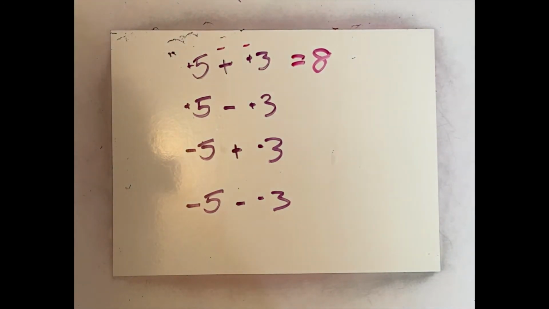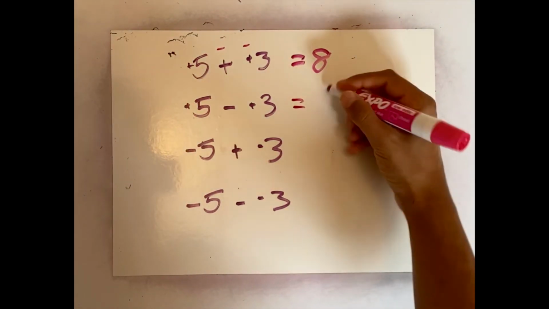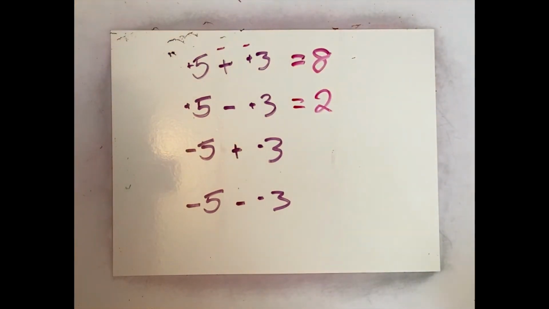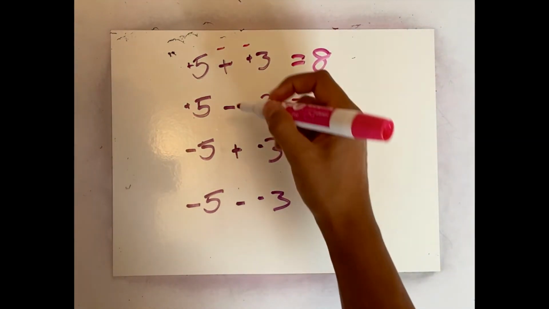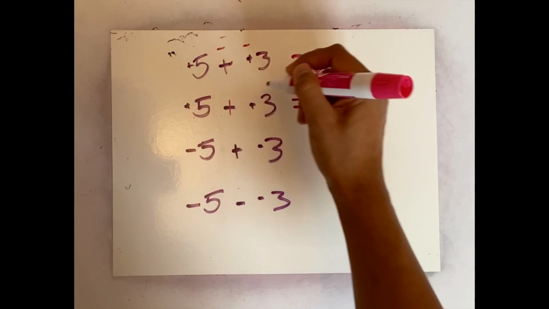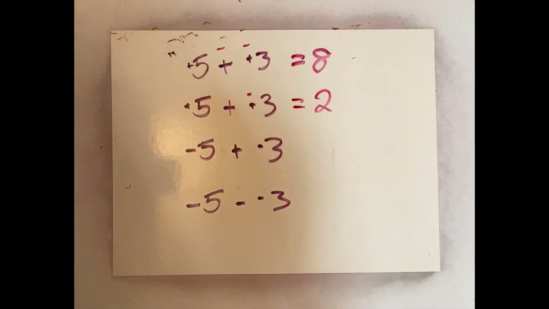Now, next one. Positive 5 minus positive 3. Well, that's again a pretty standard one. We know that 5 minus 3 is 2. But let's say we want to use the tick-tick method. Well, we can make this a positive and this a negative. So now I'm saying positive 5 plus negative 3 is the same as 5 minus 3. And in both cases, you get 2.